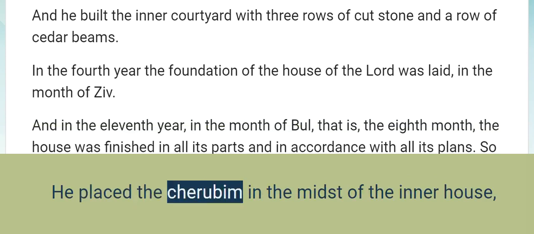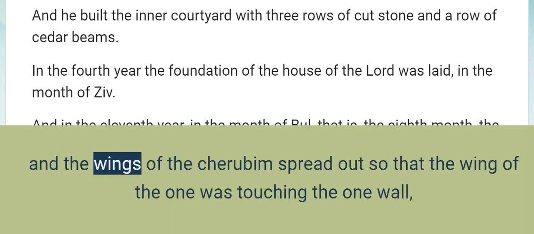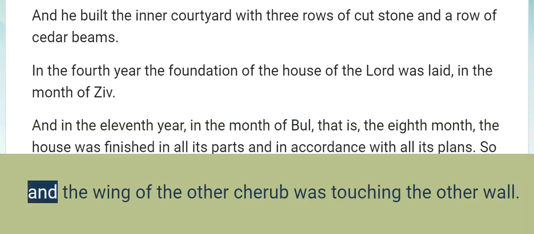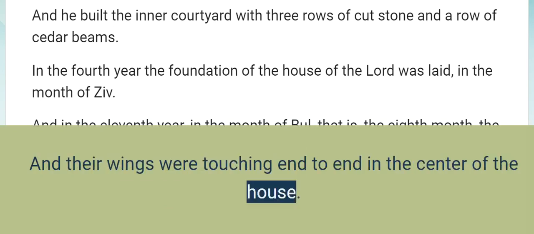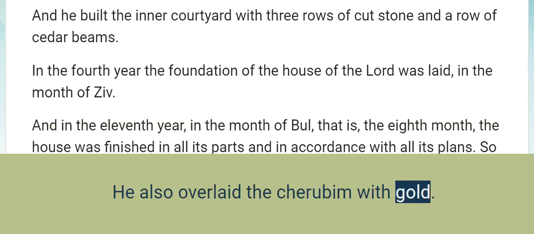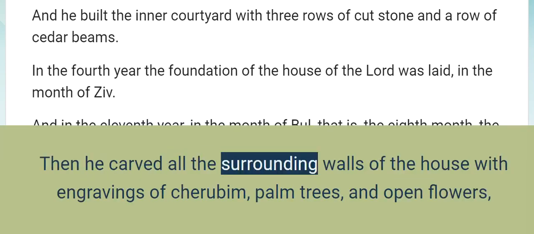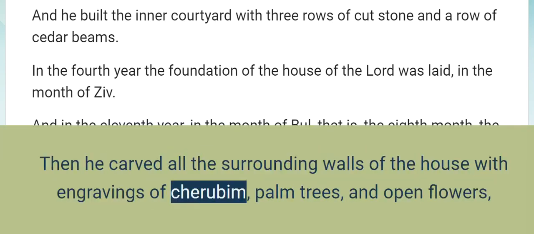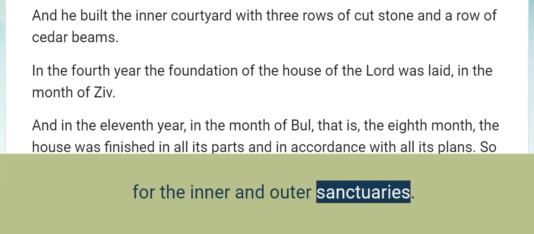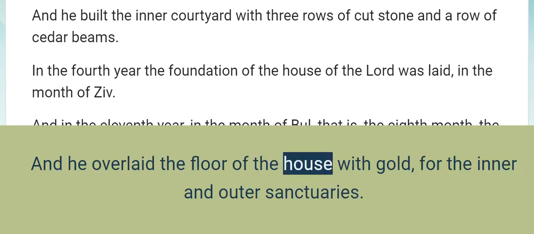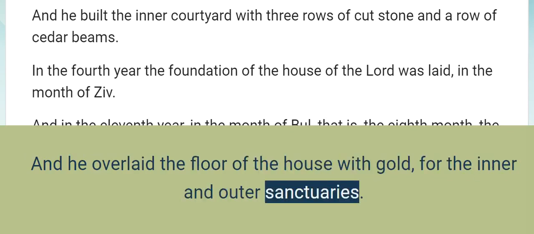He placed the cherubim in the midst of the inner house, and the wings of the cherubim spread out so that the wing of the one was touching the one wall, and the wing of the other cherub was touching the other wall. And their wings were touching end to end in the center of the house. He also overlaid the cherubim with gold. Then he carved all the surrounding walls of the house with engravings of cherubim, palm trees, and open flowers, for the inner and outer sanctuaries. And he overlaid the floor of the house with gold, for the inner and outer sanctuaries.